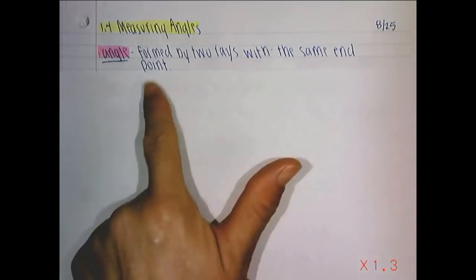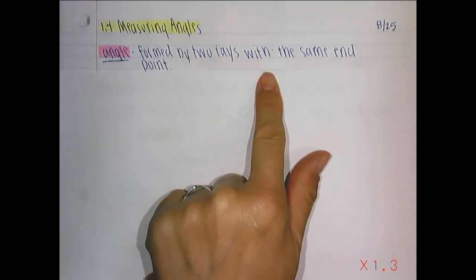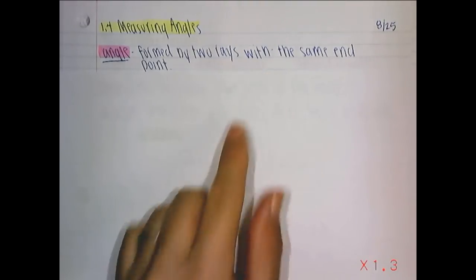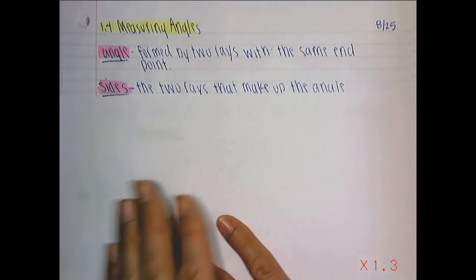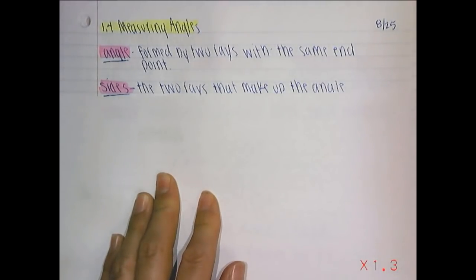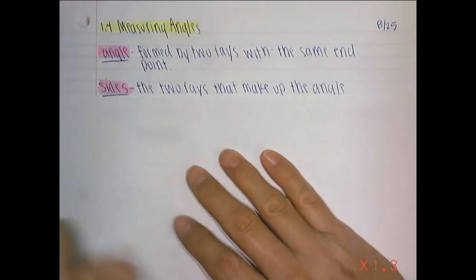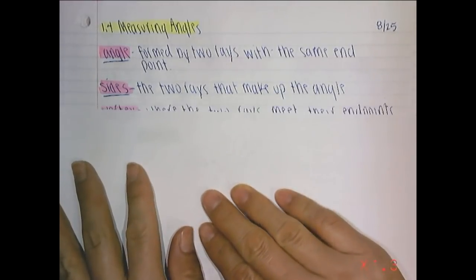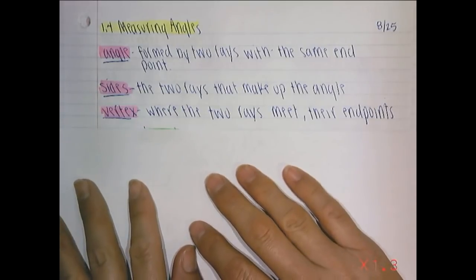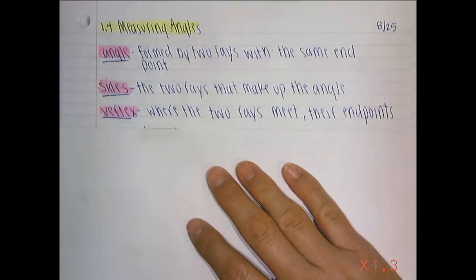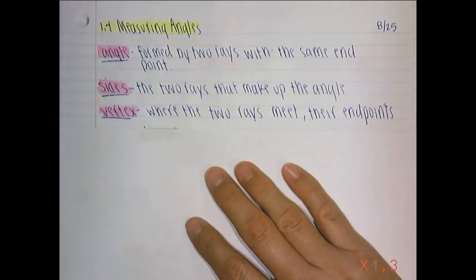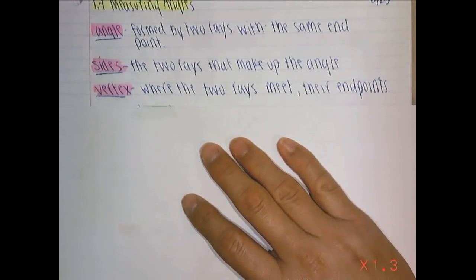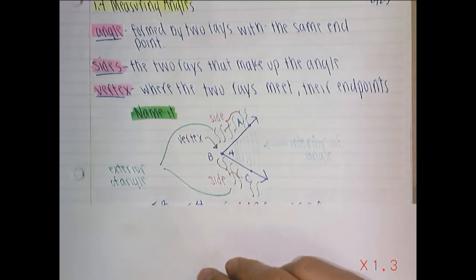It's important to know that an angle is formed by two rays, so two rays with the same endpoint. Those rays are the sides of the angle. So the two rays make up the angle, and where they meet is called the vertex. It's basically where the two endpoints of those rays meet, that's the vertex of the angle. I have a picture drawn up here so that hopefully you can get a good view of it.